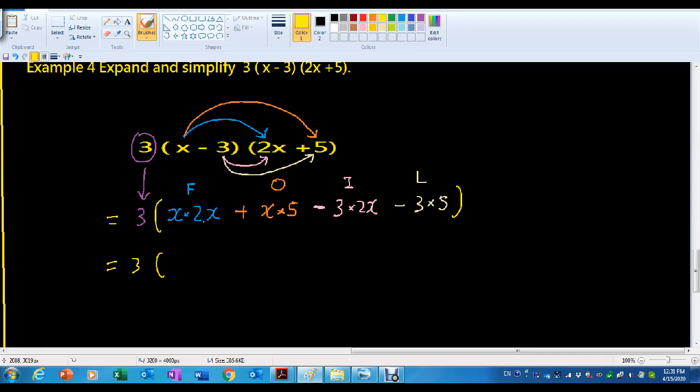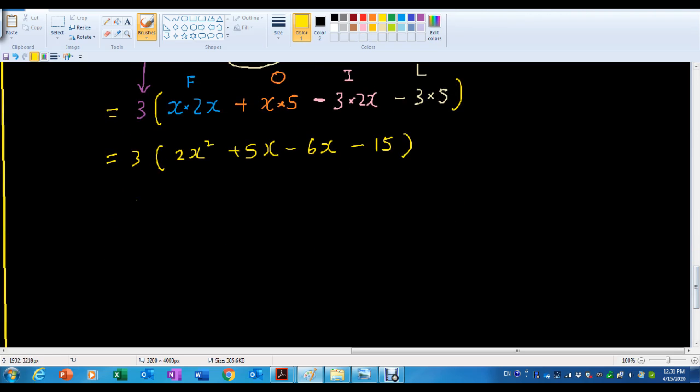Okay, let's simplify the things inside the bracket. x times 2x is 2x squared, plus 5x, minus 6x, minus 15. So inside the bracket you still have something to do. These two terms are like terms. Positive 5 minus 6 is minus 1. So 2x squared minus 1x. Of course, we don't need to write that 1. Minus 15. Then, how about that 3?